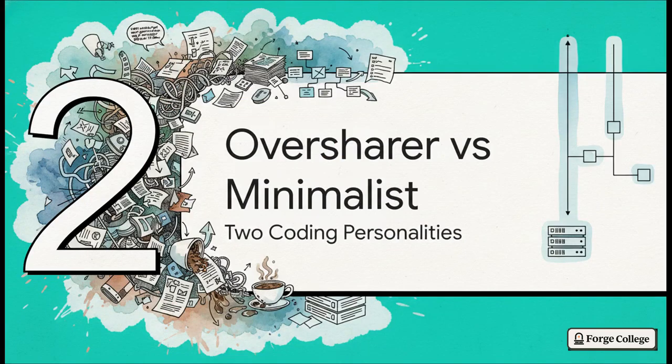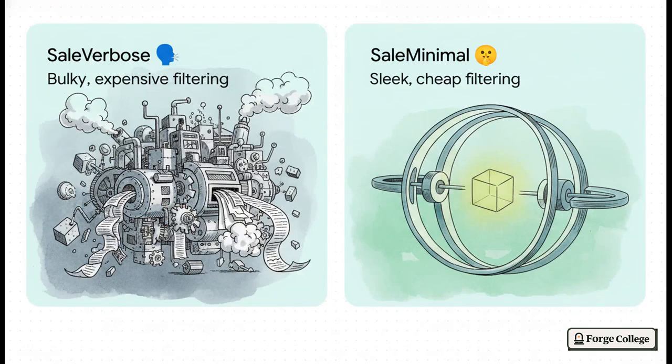Moving on to Section 2, the oversharer versus the minimalist. Let's look at two totally different types of smart contracts for a basic marketplace sale. On the left, we have the oversharer, sale verbose. This guy tells you every unnecessary detail. 4 parameters, 3 index topics, and a massive string of metadata attached directly to it.